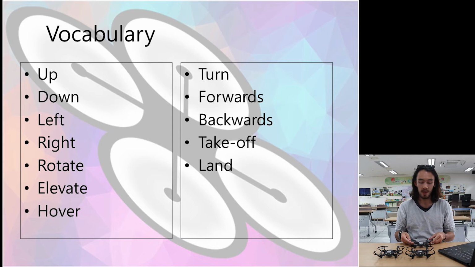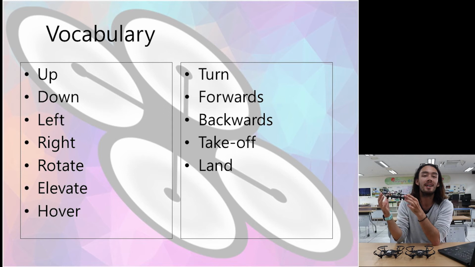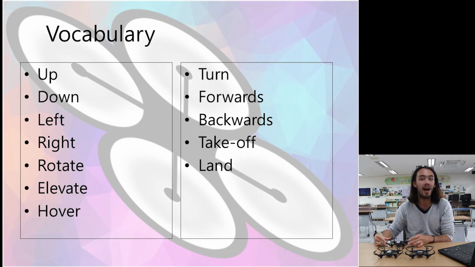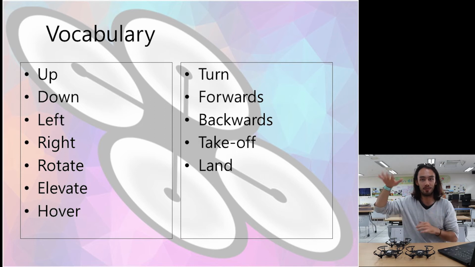Take off is when it's on the ground or on the table and we take off, so we go up into the air. That's take off. And then landing, when we're like this, we come down back to the ground or a table or anything flat. So we go from flying to the ground.